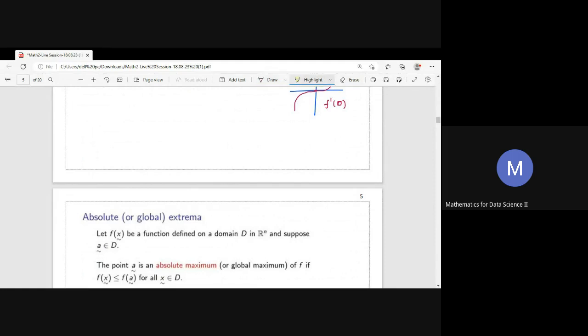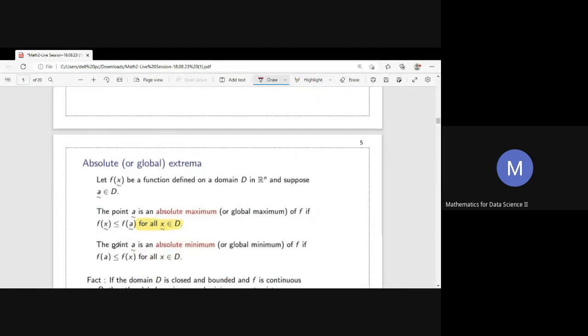So here the condition is for all x in D. This is the main difference between global and local extrema. For a maximum, all other values in the domain should be less than the value of the function at x tilde, and for a minimum, all other values should be greater than the value of the function at x tilde.